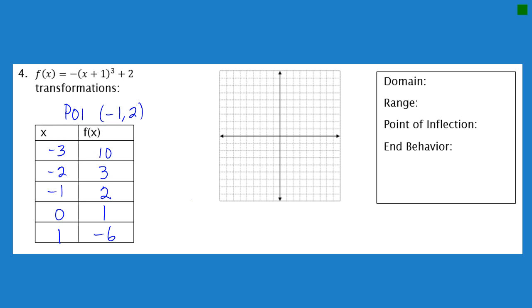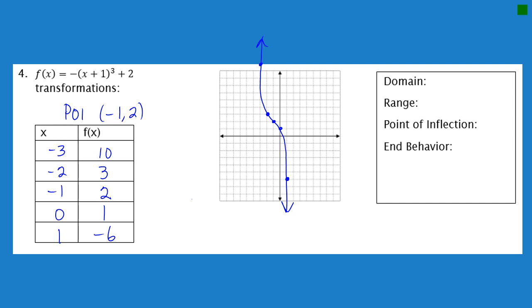This one I'm not going to scale because it only goes off the graph by 1. So I'm going to go to (-3, 10). It would actually be up here, kind of off the graph. (-2, 3), (-1, 2), (0, 1), and then (1, -6). Okay, so now I'm going to connect the dots.